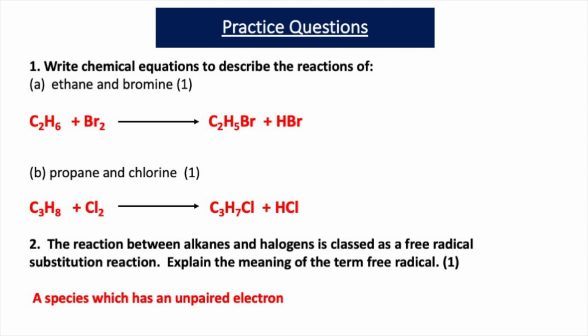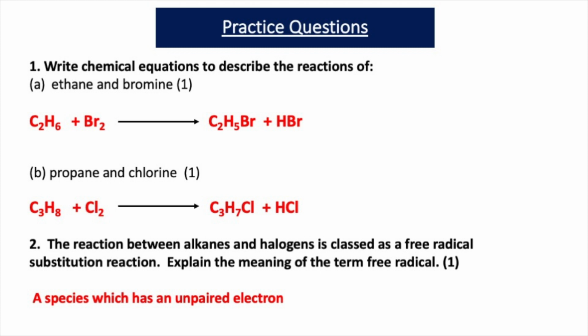Question 2 is asking for the definition of the term free radical. Now a free radical is a species which has an unpaired electron. So this could be a molecule, an atom or an ion. And if we want an example of a free radical, a chlorine atom would be classed as a free radical because a chlorine atom would have 7 electrons in the outer shell and therefore it would have an unpaired electron. So a free radical is a species which has an unpaired electron.